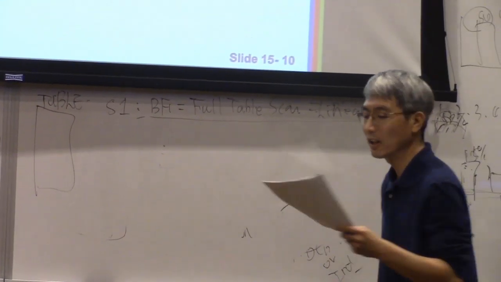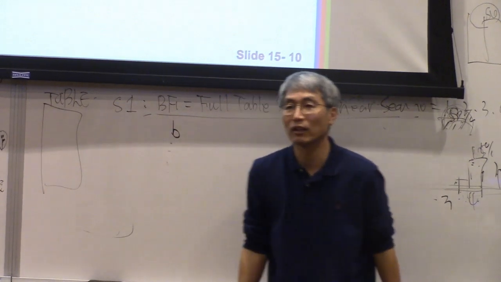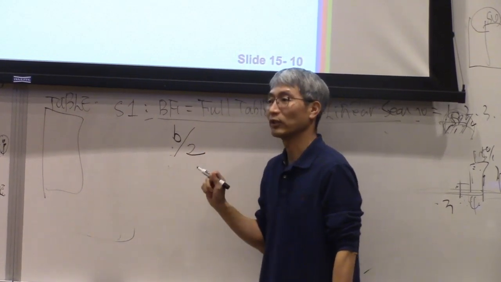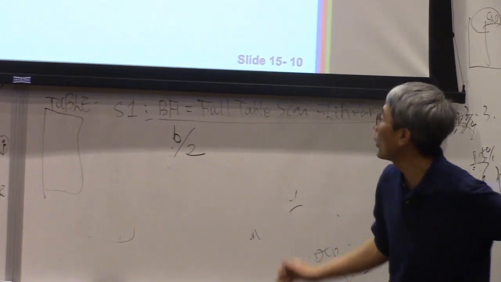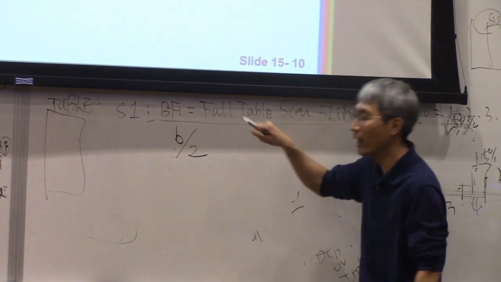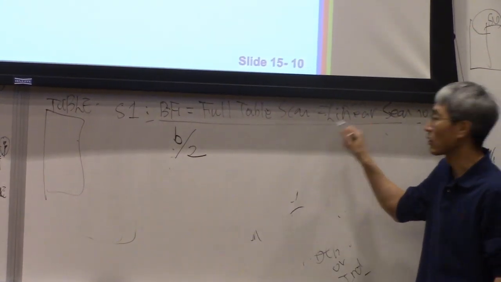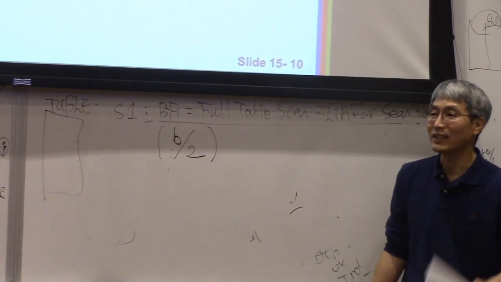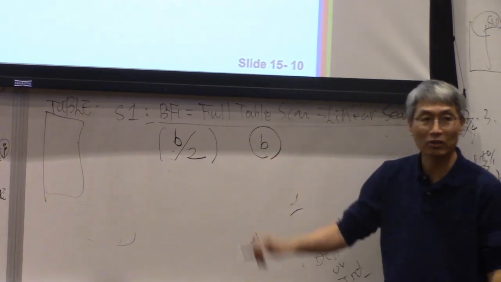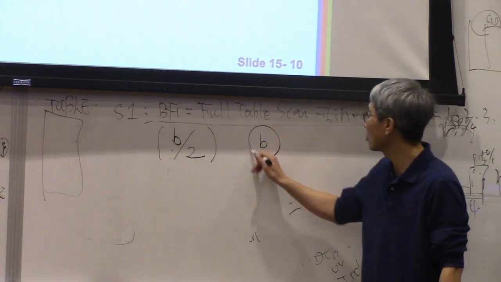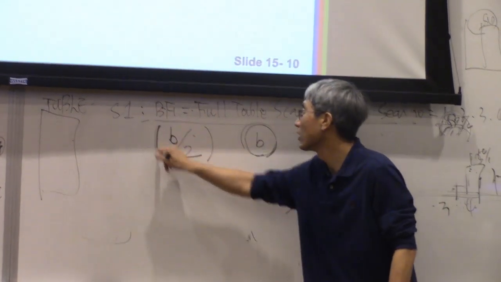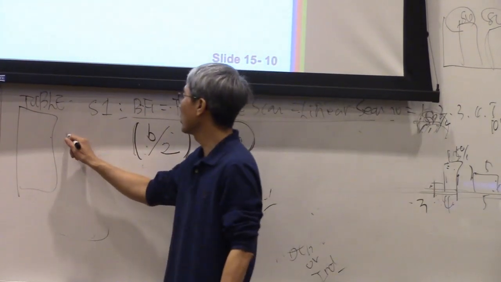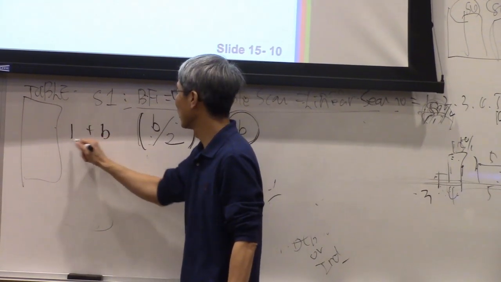Okay? So linear search. If the number of blocks B is big, what is B divided by 2? This is the average number of blocks to access the table, by brute force, table scan or linear search. On average. What about the worst case? It can be B, you need to access all the blocks. Most of the time brute force is B over 2 on average. Somebody may complain: minimum 1, maximum B. So like this.